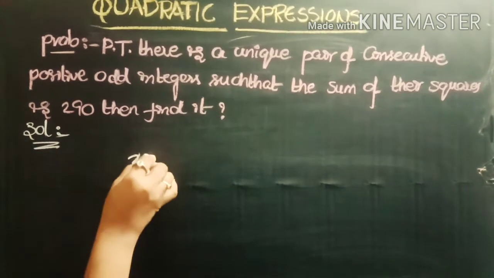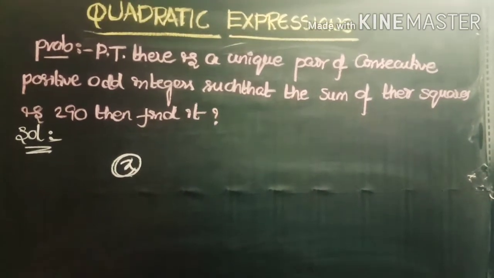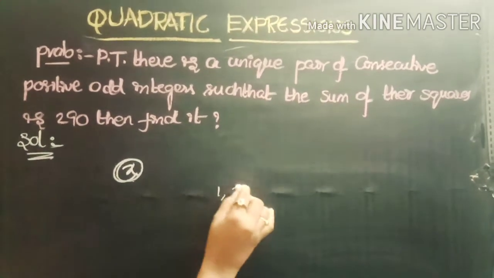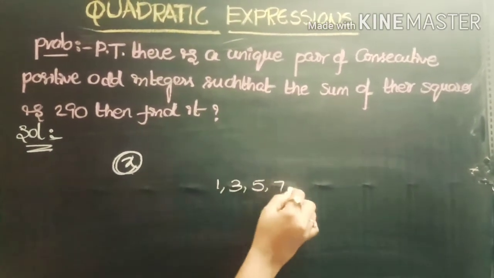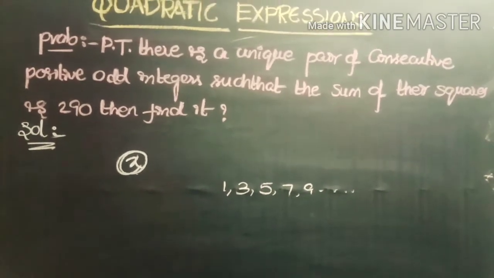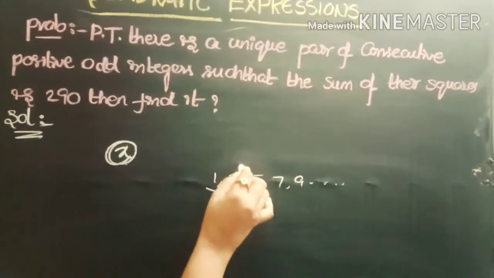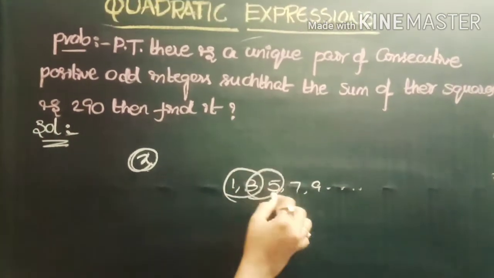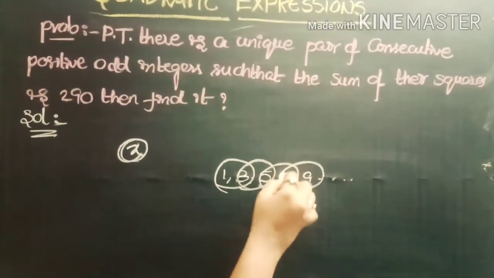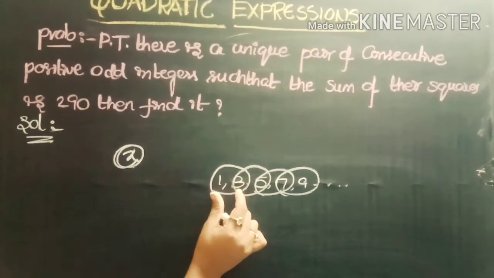That is, first we take one odd positive integer is equals to x. What are the odd positive integers? Odd positive integers are 1, 3, 5, 7, 9 and so on. So these are all the odd positive integers. Now what is a pair of odd integers? 1, 3 or 3, 5 or 5, 7 or 7, 9 like that. Pair of consecutive positive odd integers, consecutive numbers.